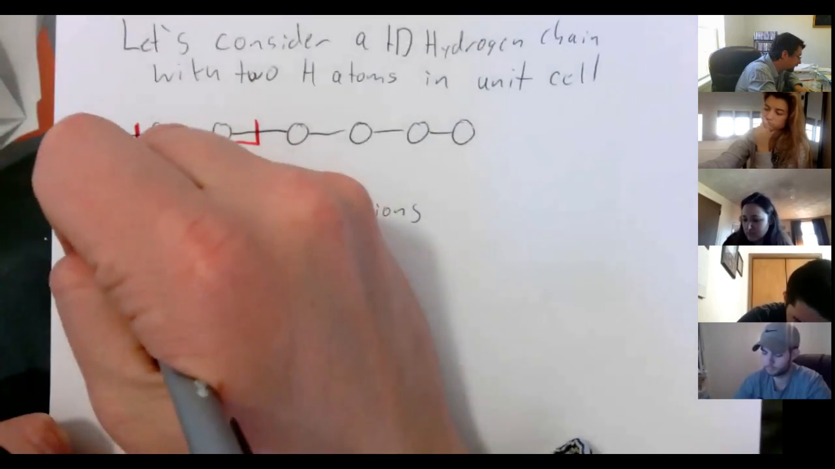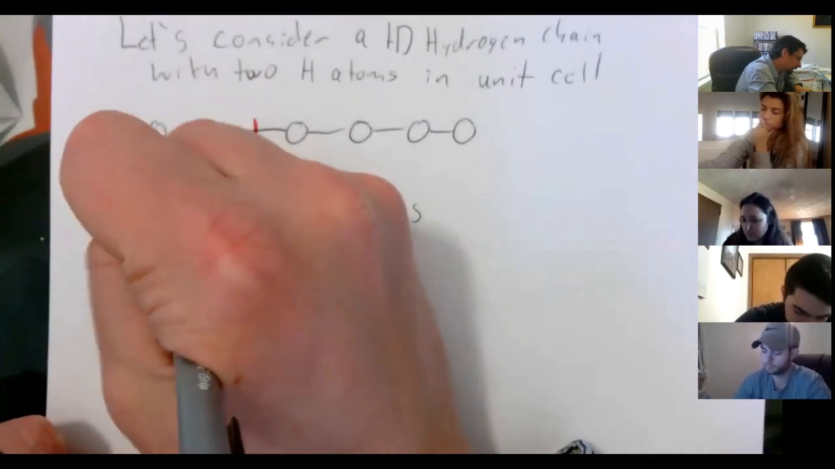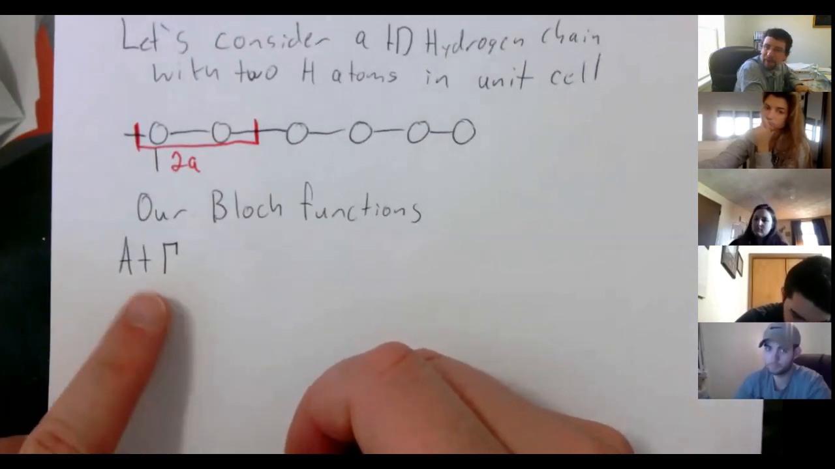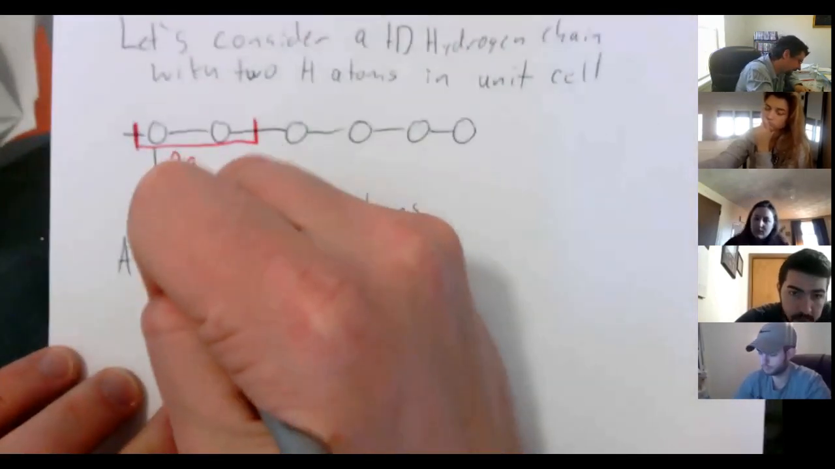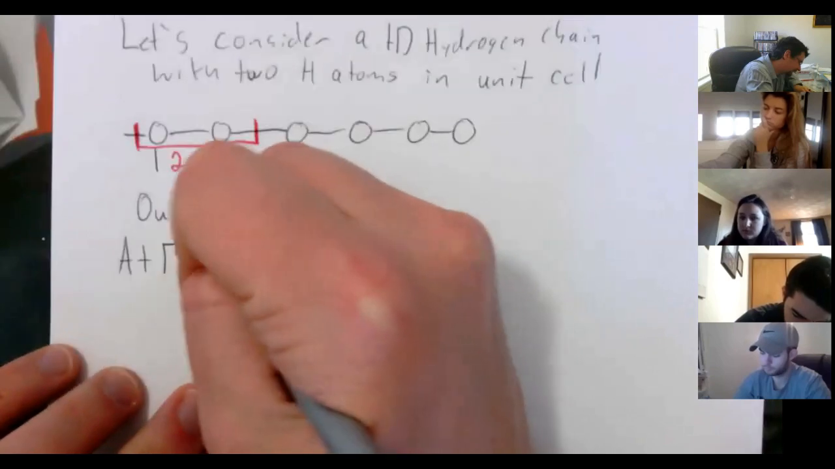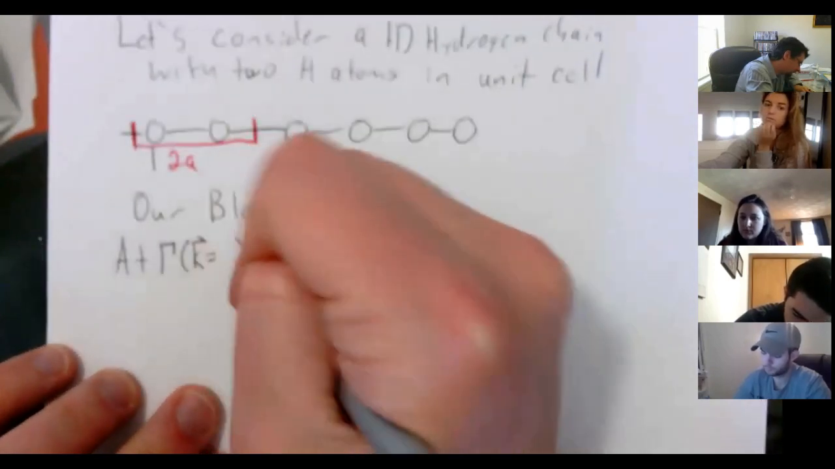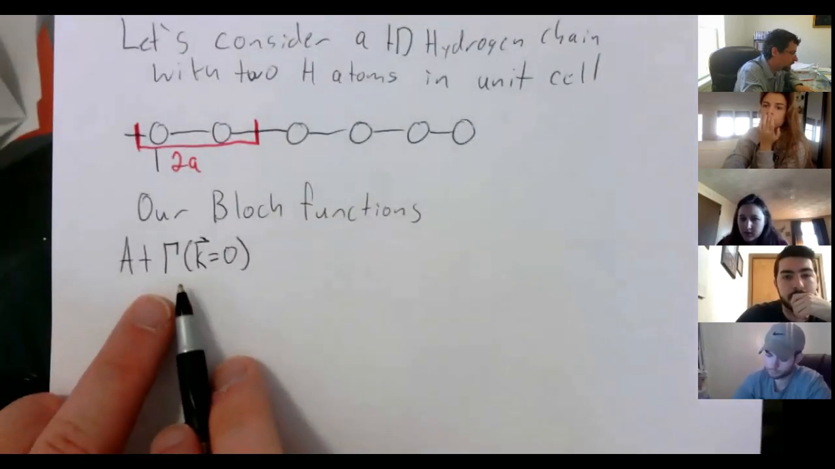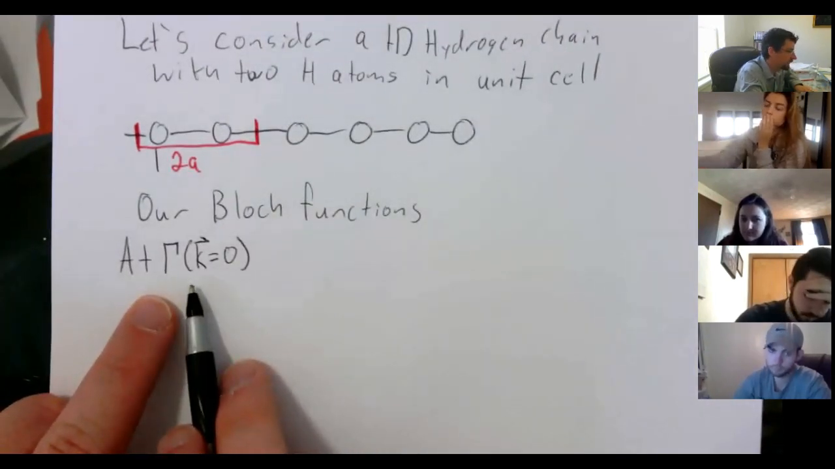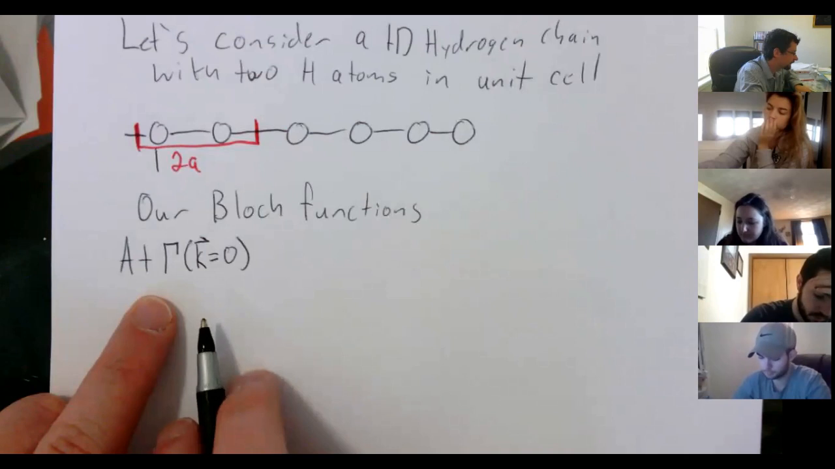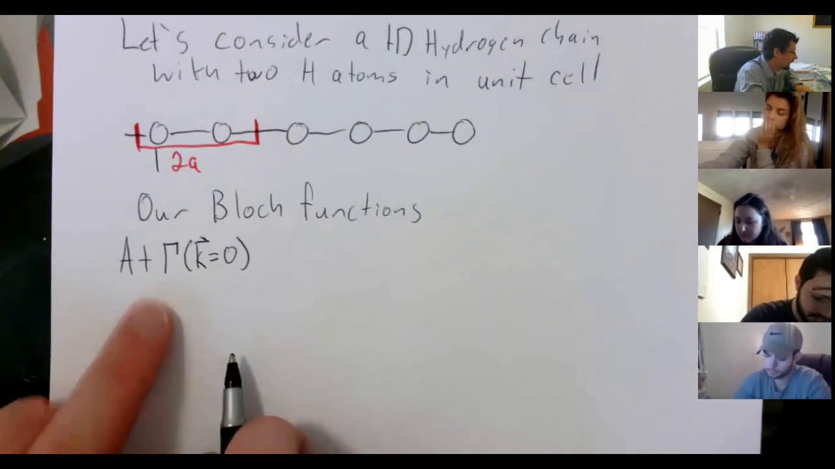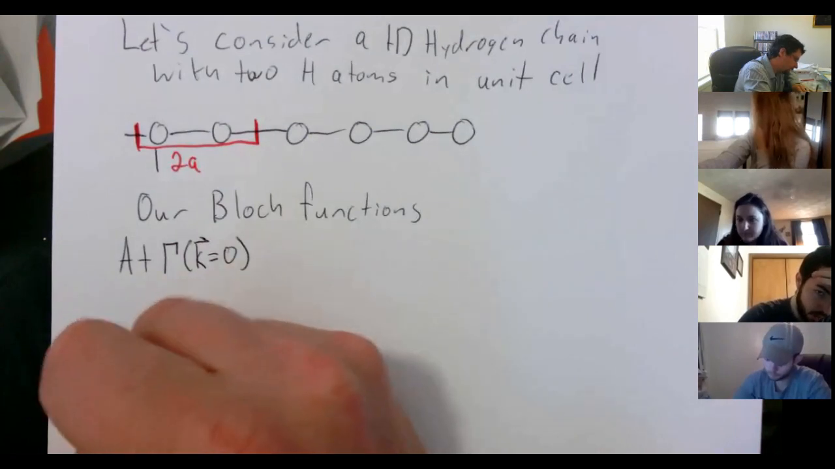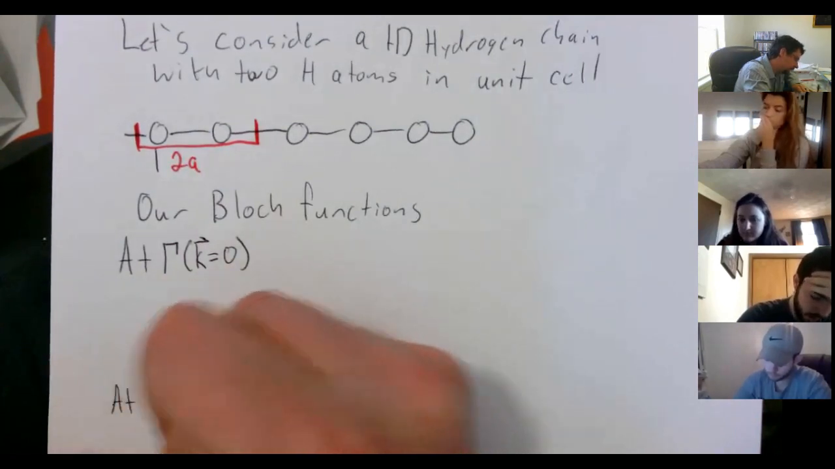So we have at the gamma point, and do you remember what the value of K was at the gamma point? It was 0, 0. Yep, 0, 0. We're going to keep with 0 since we only have one direction. Okay, and then we'll have at K is equal to pi over A.